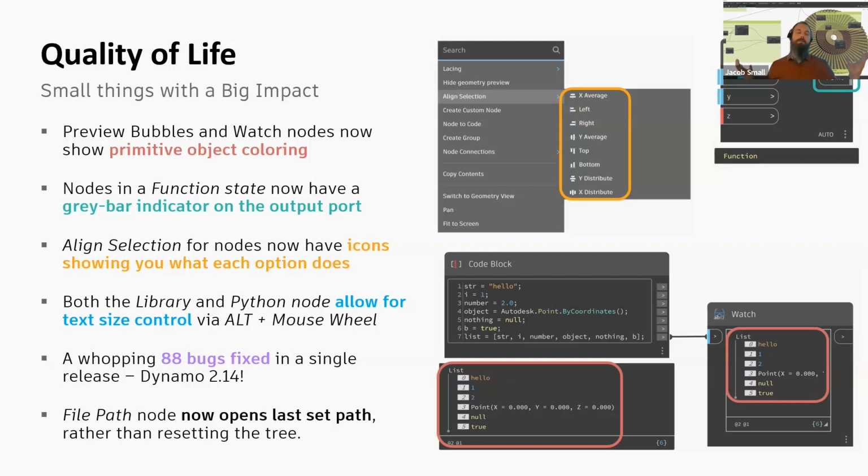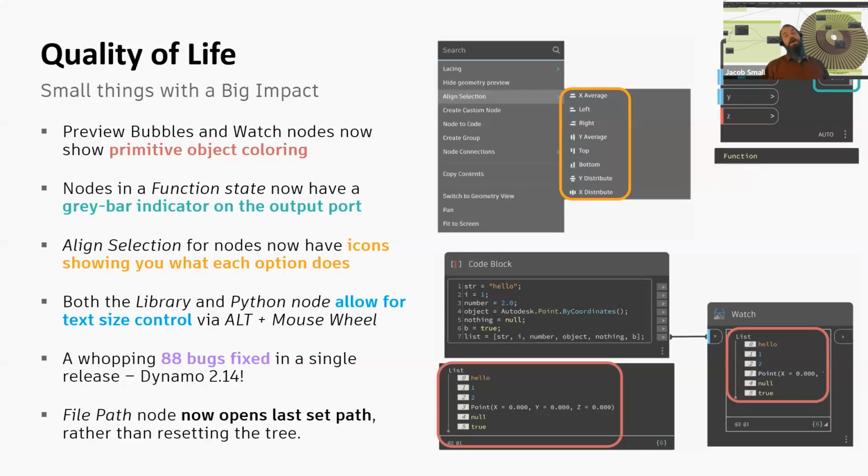First up is preview bubbles and watch nodes. Whenever we have that sort of data exposed there, we've got primitive object coloring. So your strings will show up like strings, just like you were typing them in a code block, or if you were typing them in Python and other locations. It's been as standardized as we can make it across the board, which is pretty cool.